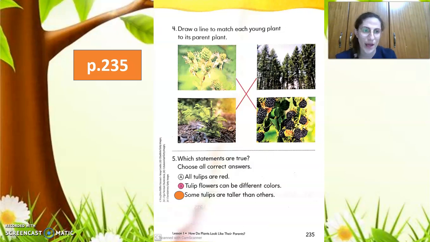Correct, because the parents have different colors and the young tulips take their colors from their parents, so we have different colors of tulips. C. Some tulips are taller than others. Correct. We have different heights. The adult tulips have different heights because also the height is a trait that they took from their parents. Some parent tulips are short, some parent tulips are taller.